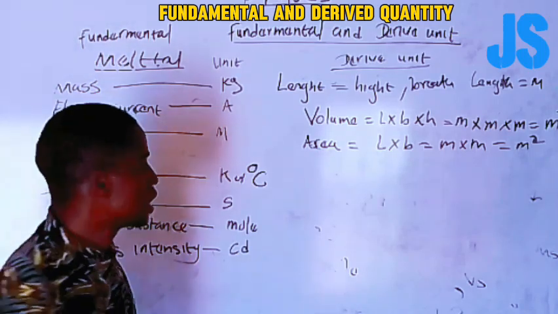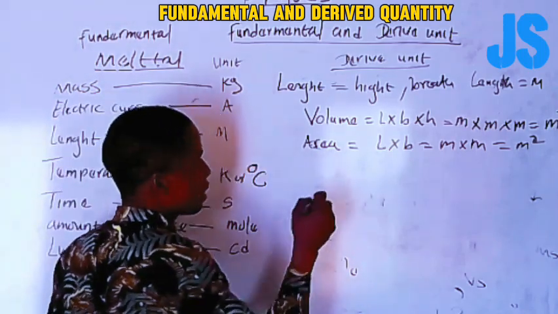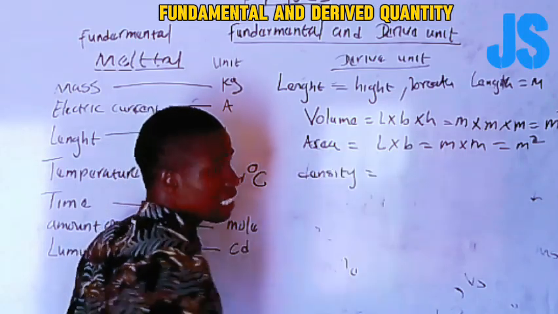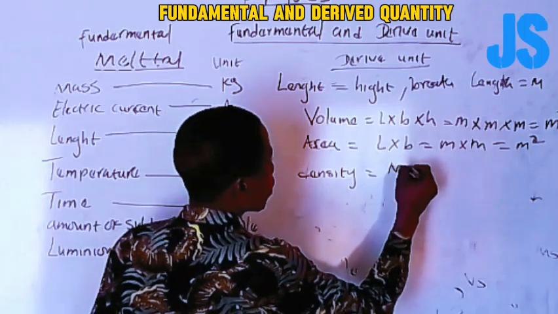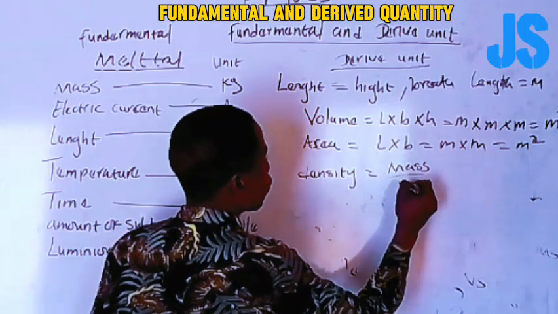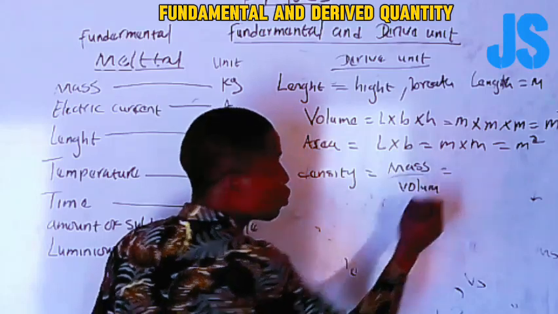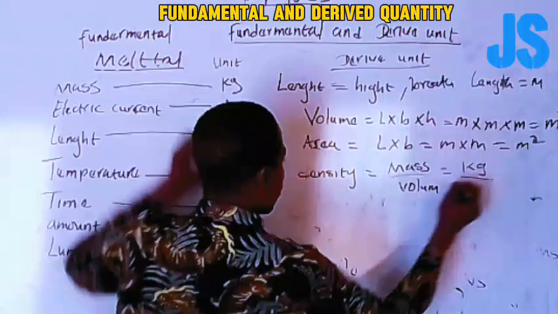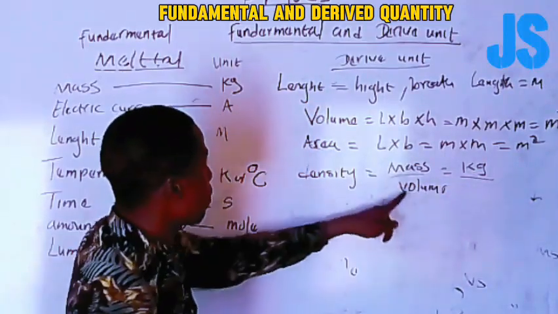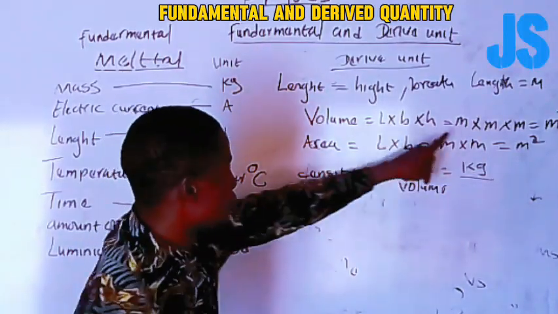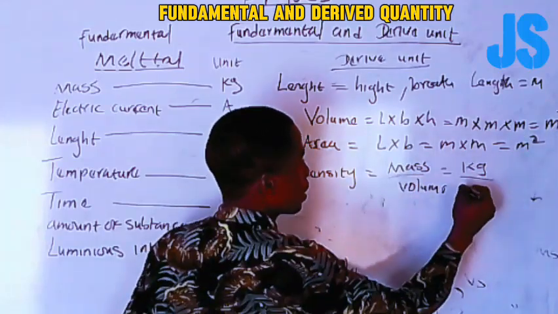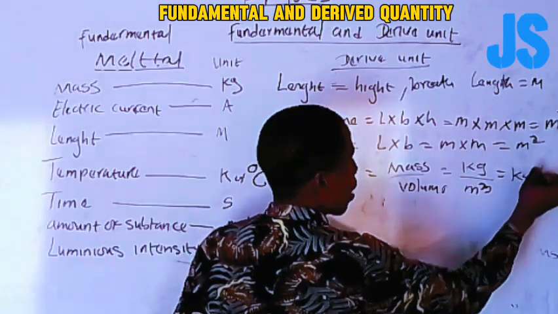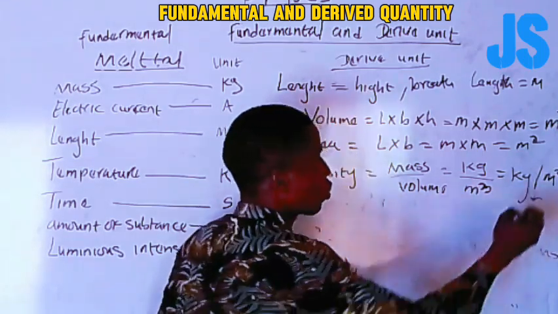Now, another one, density. What is density? Density is mass all over what? Volume. What is the unit of mass? The unit of mass is kg. All over what? The volume. Remember, we have got the volume, because the unit of volume is meter cube. We can now write this as kg per meter cube.